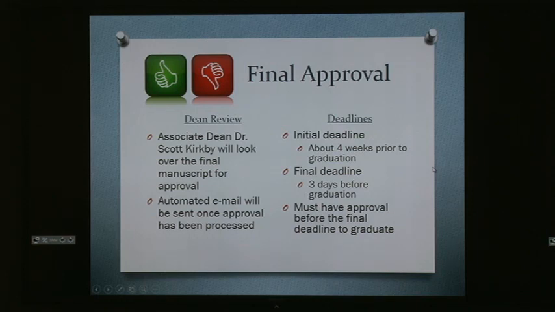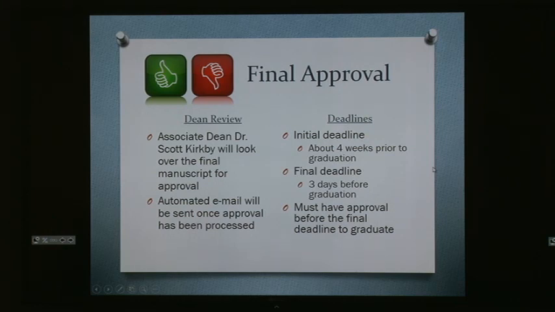So we've talked about this. The initial deadline, fall and spring, is about 4 weeks. Summer is a little bit less prior to graduation. That seems like a lot of time, but I can get up to 80 or 90 submissions, especially in the spring. So it's rough. That's the amount of time I need to get through them all.